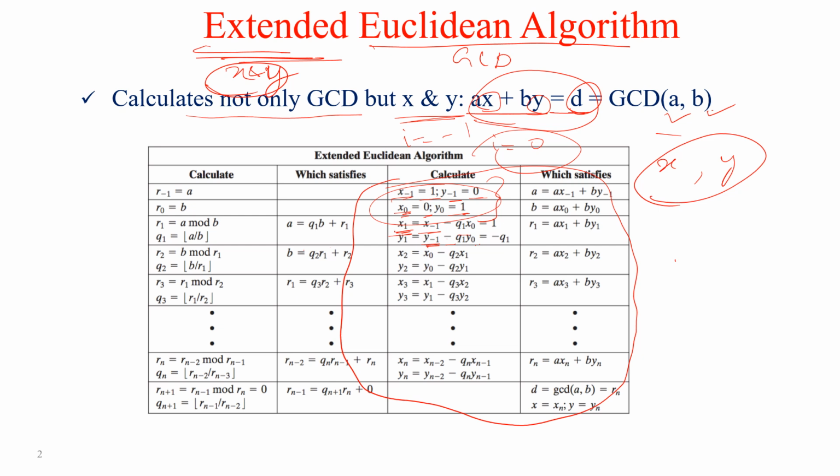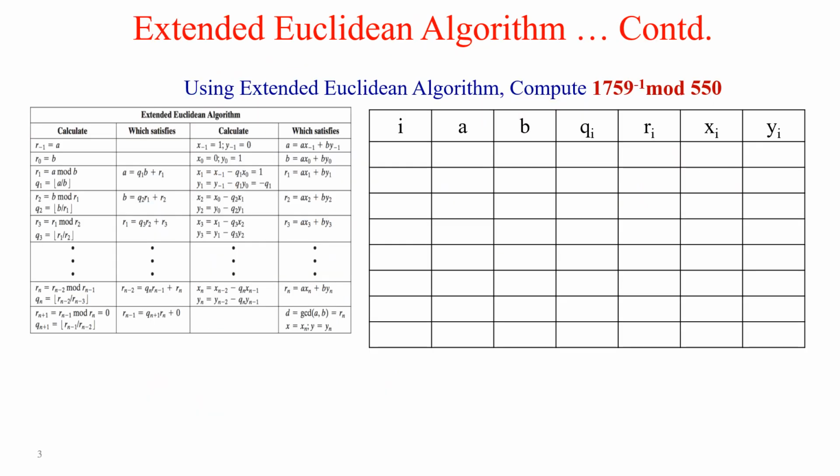Let us see the example. Using the extended Euclidean algorithm, compute 1759 inverse mod 550. Mainly the extended Euclidean algorithm is used to find the inverse of a number. Here we are going to find the inverse of this particular number. Suppose you are asked to find the inverse, what is the meaning?